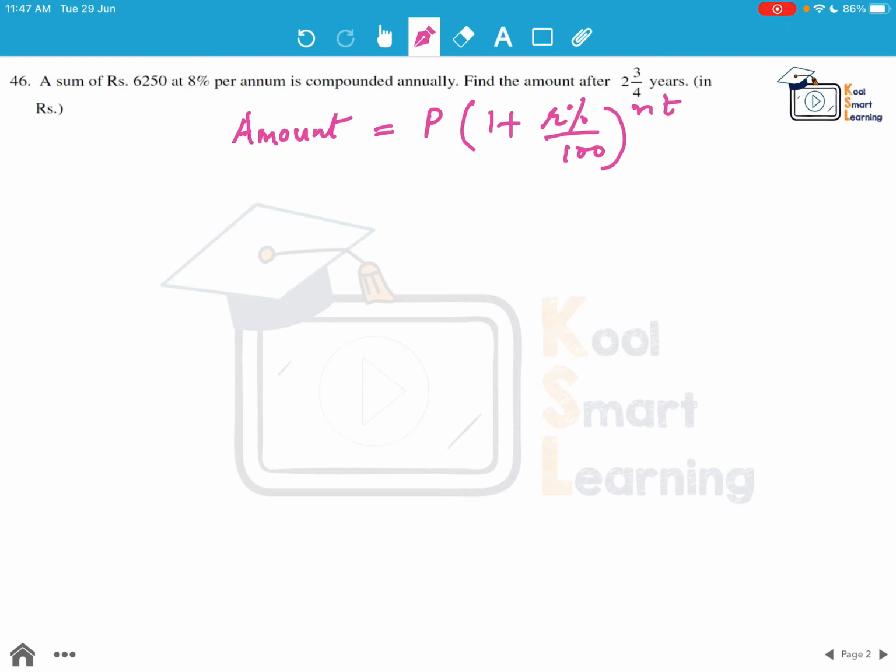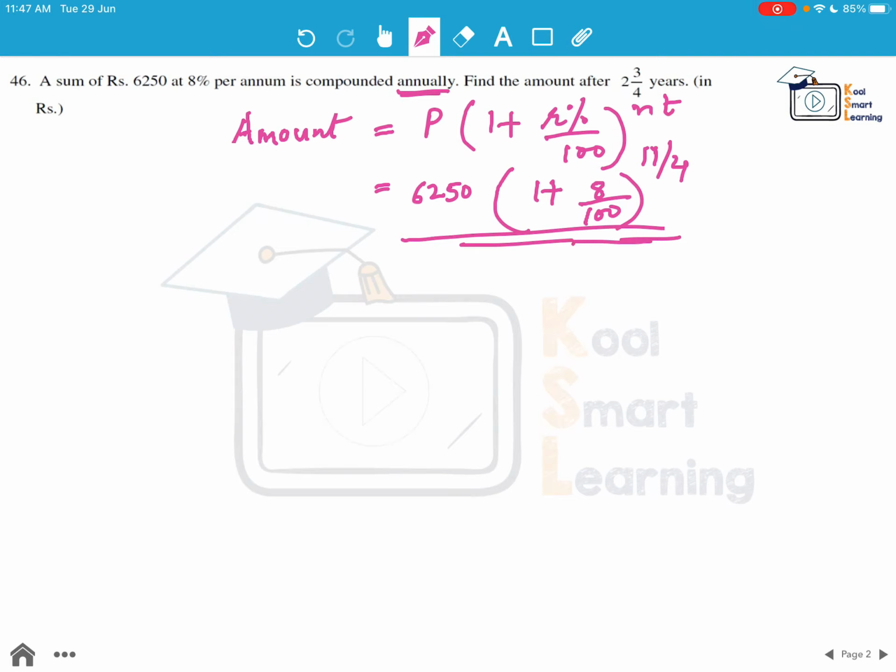So now in this case we are given the principal is 6250 into 1 plus rate of interest is 8 by 100. Now n, since it is compounded annually, n becomes 1 and t is 2 3/4, which is nothing but 11/4. So this is the amount, but it is difficult to calculate this, right? Taking the power 11/4 of this number is going to be difficult. So what we do is we calculate this using the interest annually.